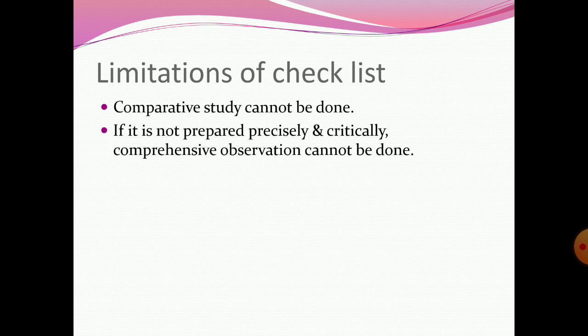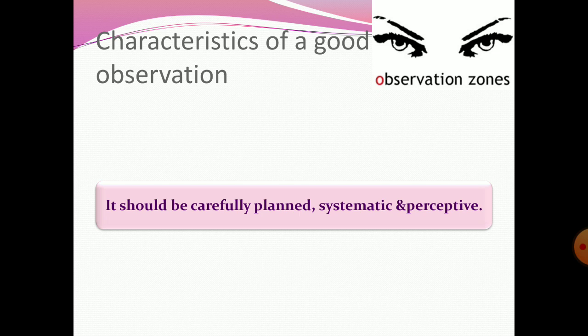Now here are the limitations of checklist. Using checklist we cannot do comparative study. If it is not prepared precisely and critically, comprehensive observation cannot be done. Now, when we use checklist, we are using observation technique. So, one must know the characteristics of a good observation.